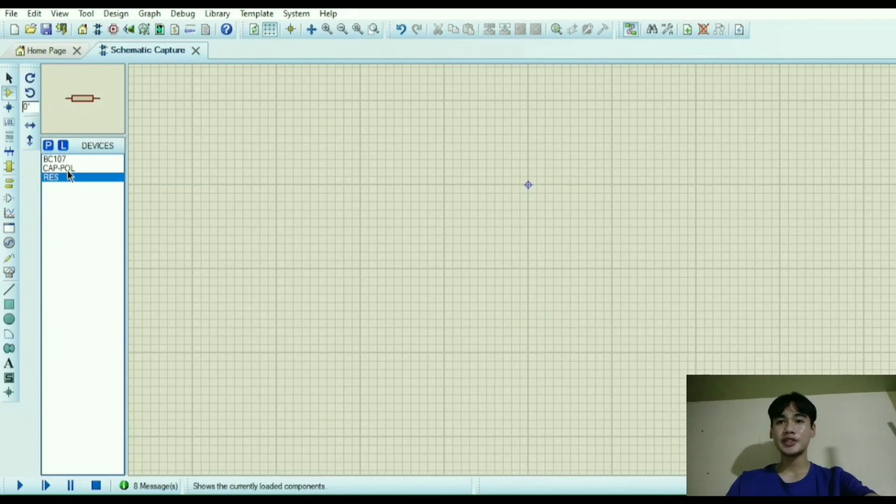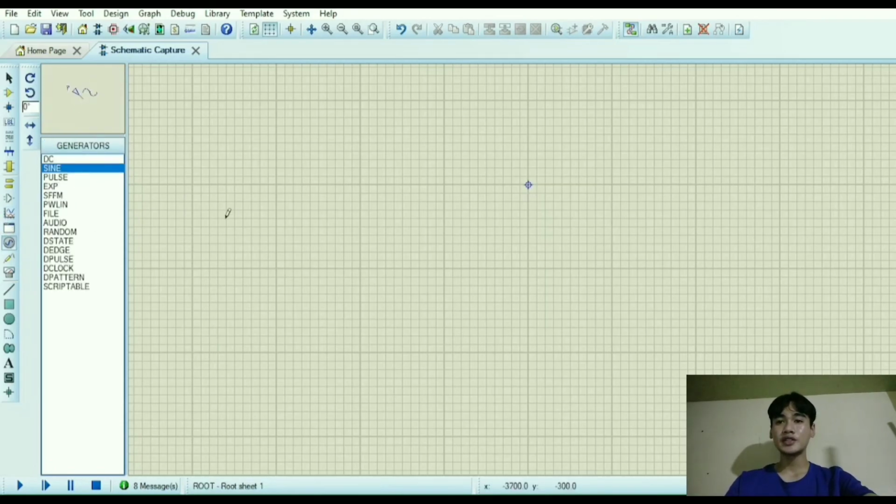Hi, I'm Spencer Diso, and my job is to verify and simulate the values on the circuit. So the first step is to open the Proteus and find the devices needed for the simulation. The devices that we need are generic resistor, polarized capacitor, and a silicon NPN, which the code is BC107, which can be found in the component mode.